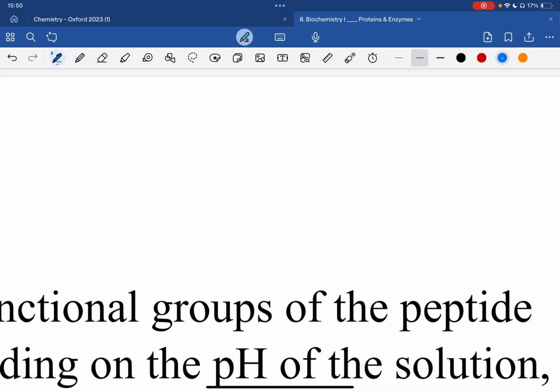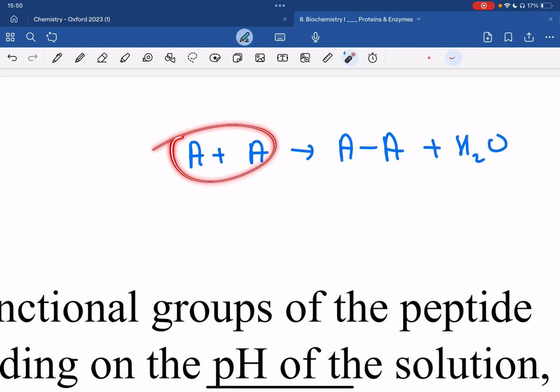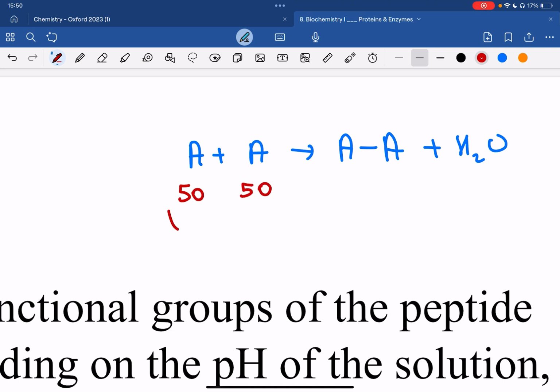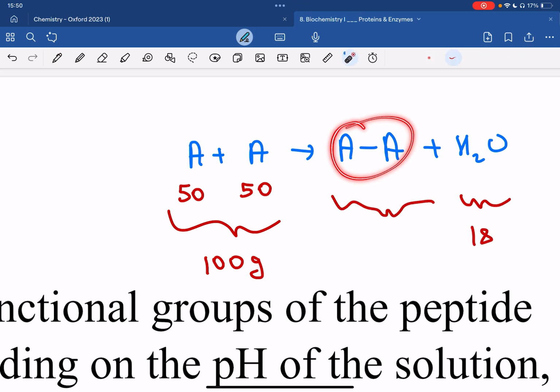Let me write A plus A, and we get A plus water. Imagine we have two amino acids. By the way, this is called a dipeptide, with one amide bond and one water. Imagine the mass of each amino acid is 50, so the overall reactant is 100 grams. We know the molar mass of water is 18, so the molar mass of this dipeptide will be 100 minus 18, which is 72 grams.